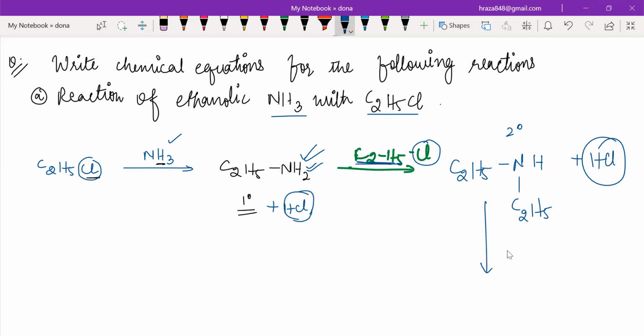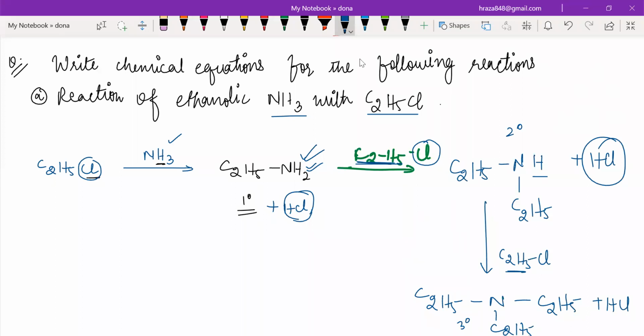Now again you have to react this with C2H5Cl. Again, this will be replacing this hydrogen. Now you will be getting N with three C2H5 groups. This is your tertiary, 3 degree, and HCl will be eliminated. Is that clear? Now you have to do it again with C2H5Cl.